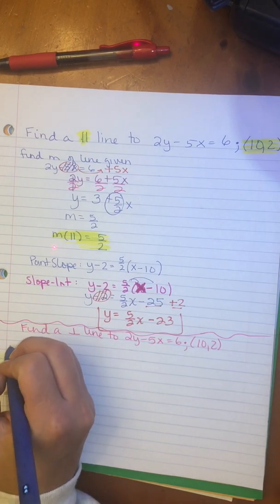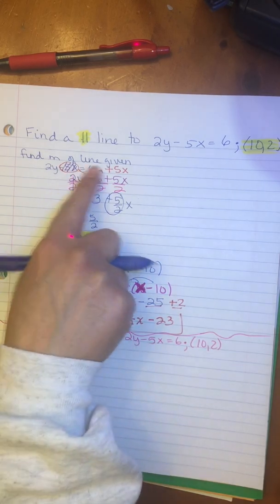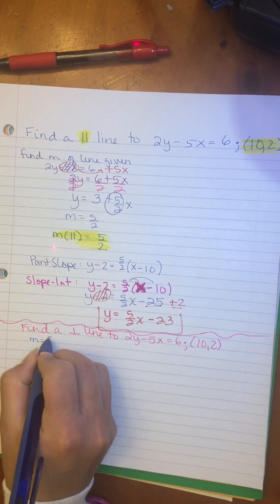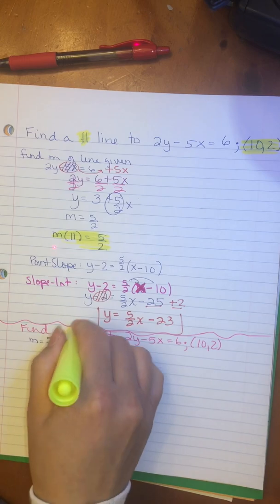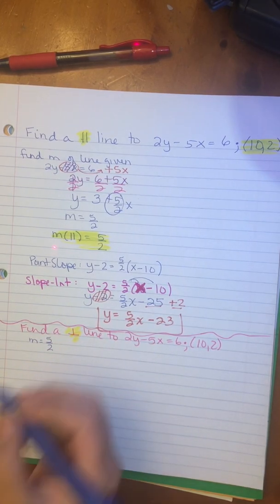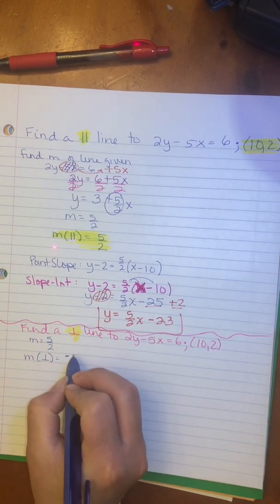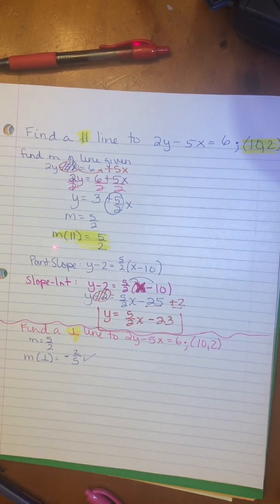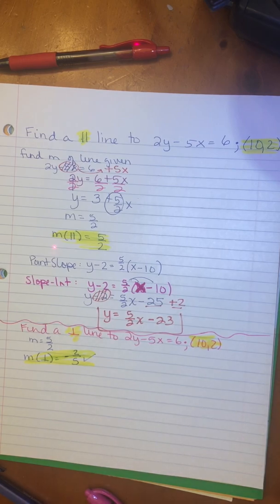So you would do the same steps. Find the slope of the line given. Well, we already did that up here. We know that the slope of the line given was 5/2. Because my problem says perpendicular, it is telling me, hey, you don't use this slope. You have to find the perpendicular slope, and you do that by changing the sign and flipping your numbers. This is the slope that you're going to use. And of course, the point given.